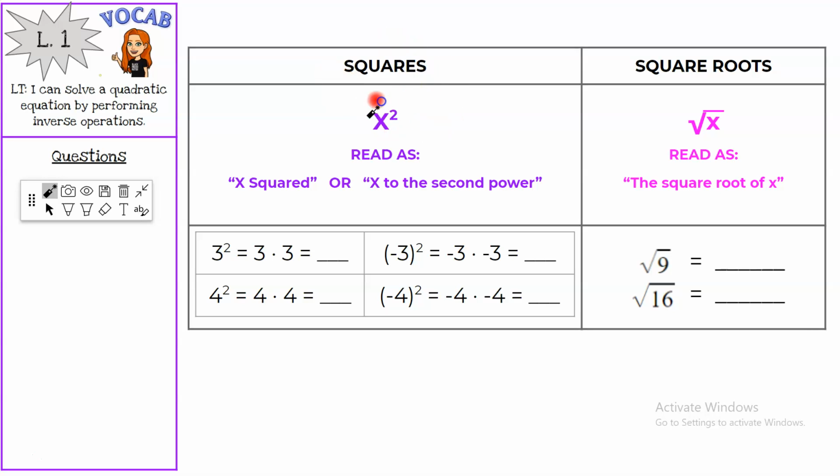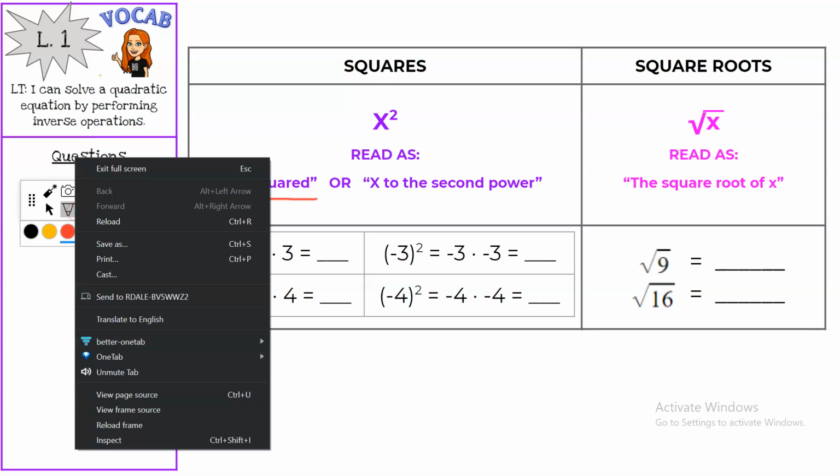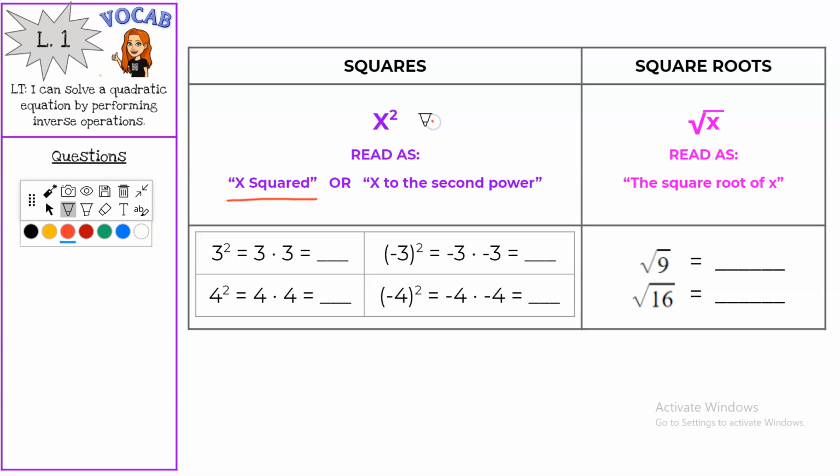So you can see that it looks like this. We got x and then this little 2 at the top right corner. So we read it as x squared. That's the most common way of saying it. And then you could also say it as x to the second power.